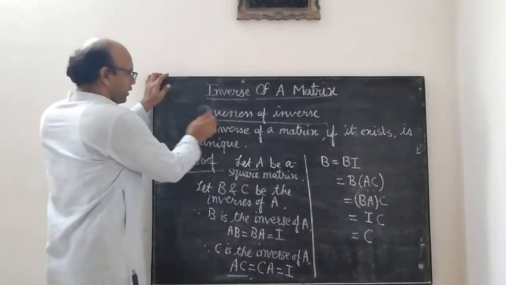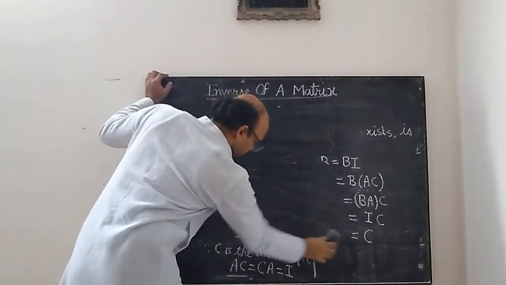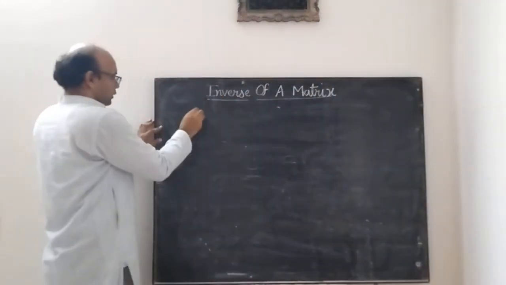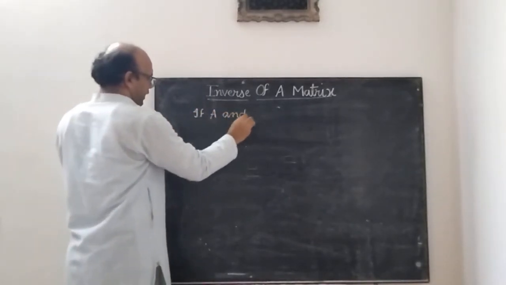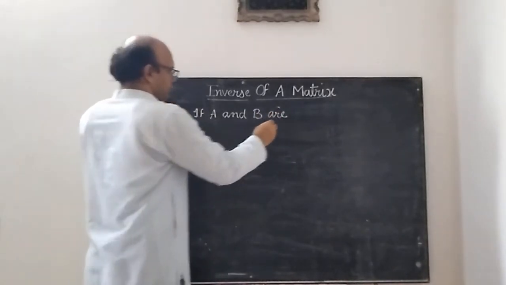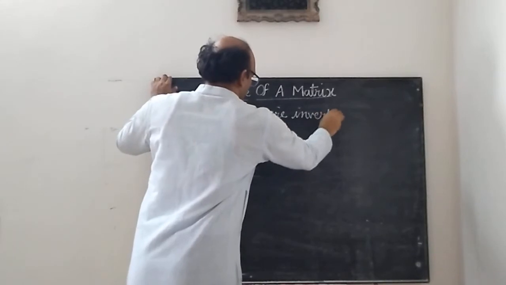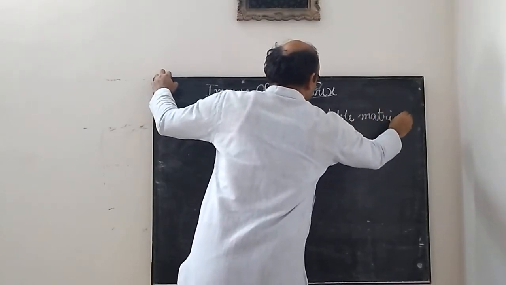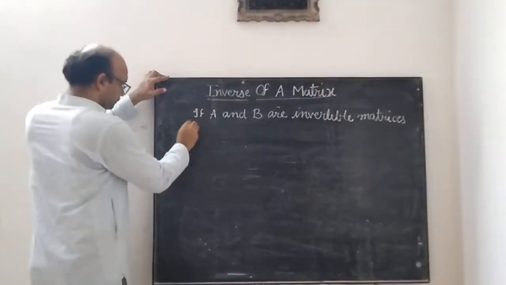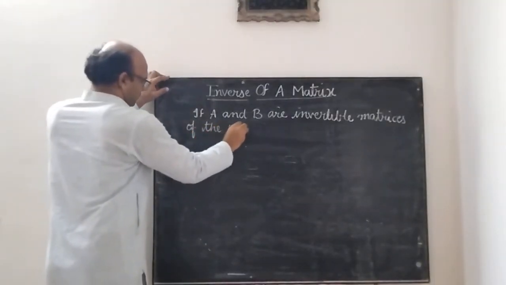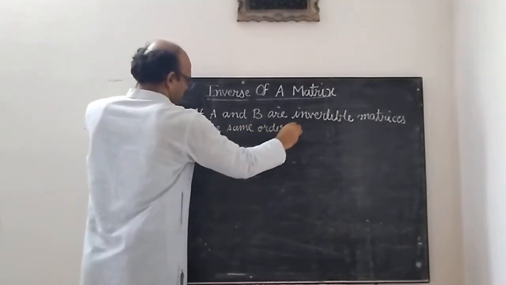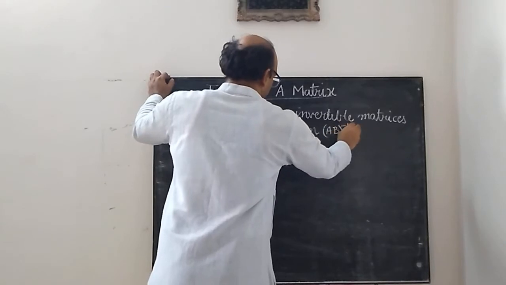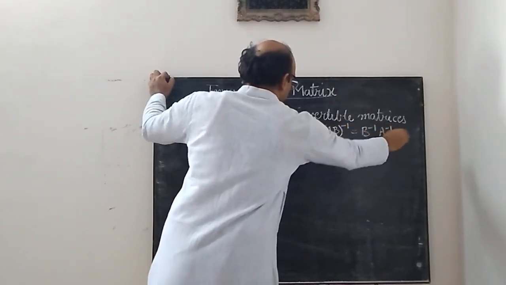Now we just move on to another important result. And the result says, if A and B are invertible matrices of the same order, then AB whole inverse is equal to B inverse A inverse.